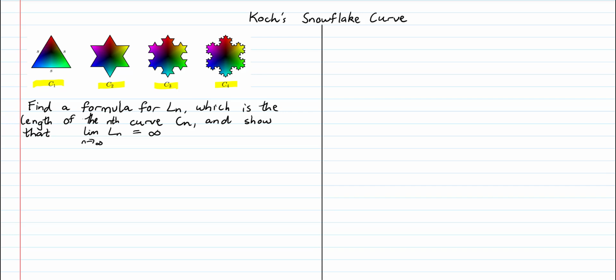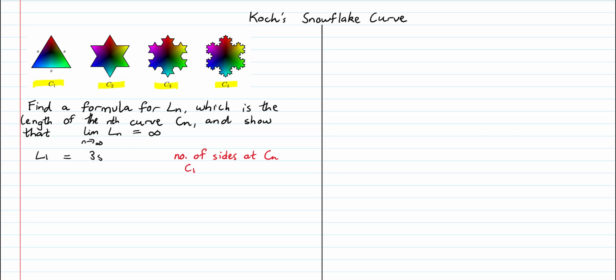So the length of curve 1, which is going to be L1, well, we've just got 3 sides of equal length and the length is S of each side. So L1 is just going to equal 3S. So the length of each curve is going to be the number of sides that curve has times the length of each side of that curve. So we'll look then at the number of sides that each curve is going to have.